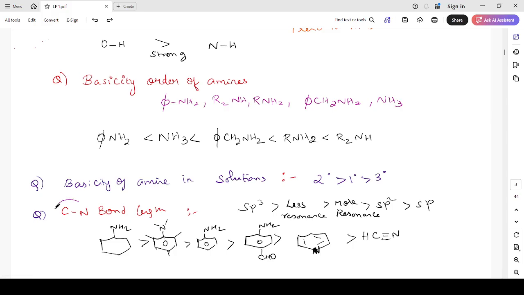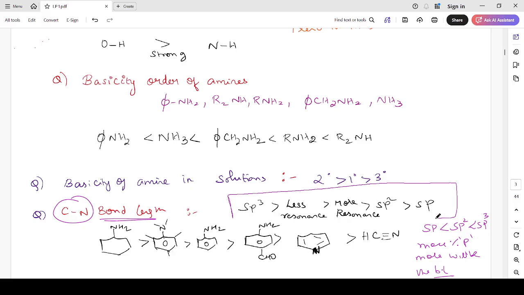Now we are moving to the carbon nitrogen bond length. As we know very well, sp is the shortest compared to sp2 compared to sp3. The more the percentage of p, the more the bond length, because p orbitals are generally longitudinal, they are away from the nucleus compared to s. So the more the p, the more the bond length.